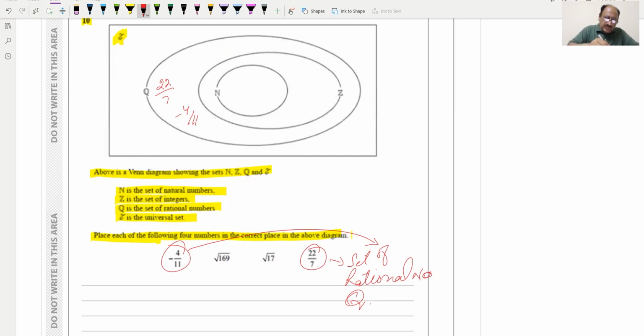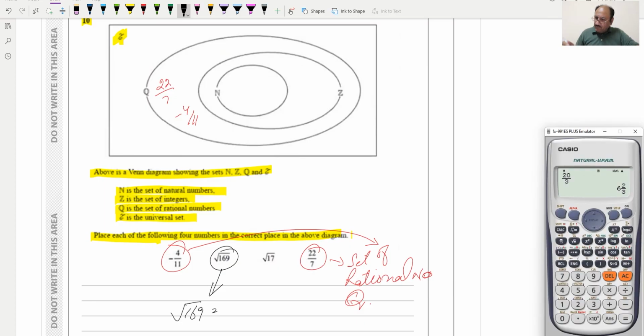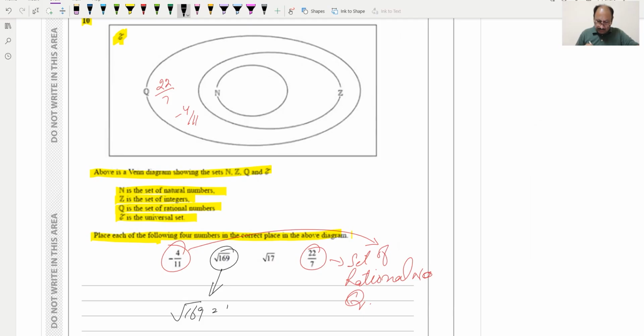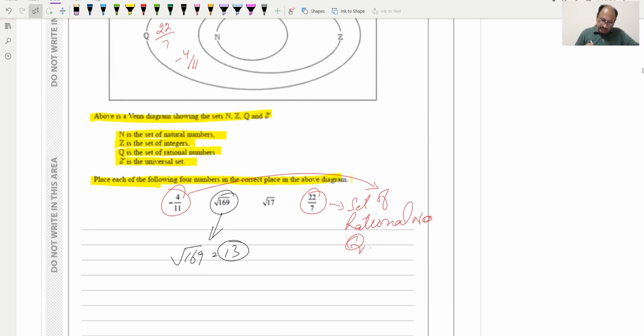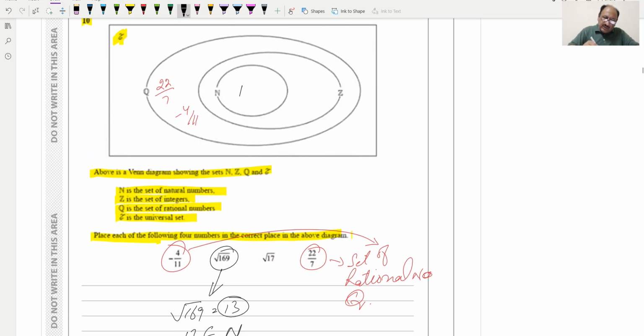Now if we check, this one is basically an integer. How is this an integer? If we check this, root of 169 is equal to 13. So which is a set of integers or set of natural numbers. So this is the set of natural numbers. So 13 belongs to the set of natural numbers. So we can write here 13.